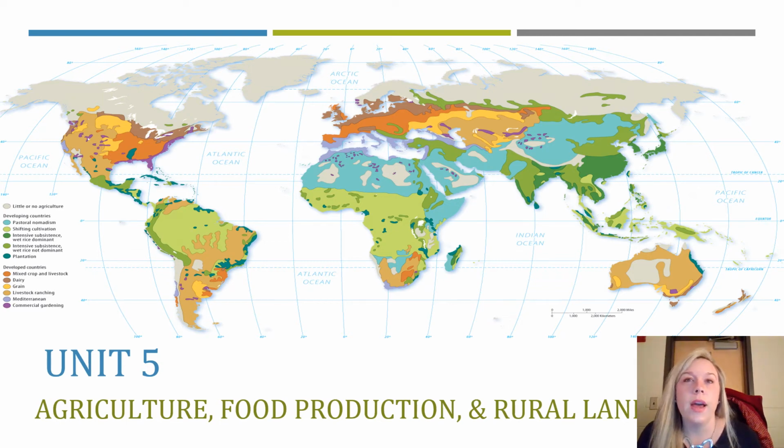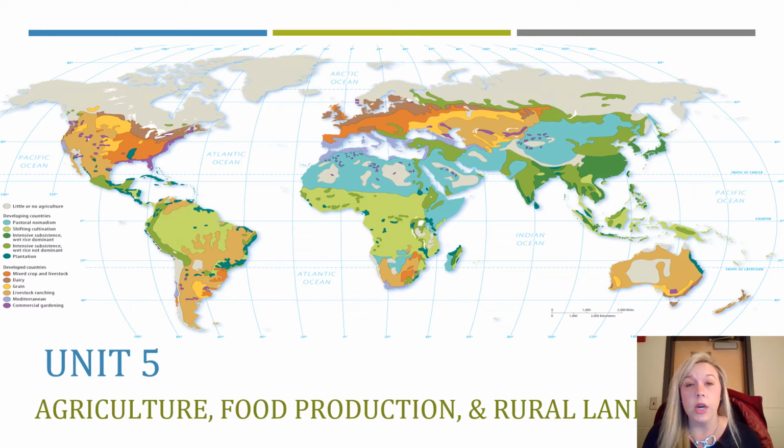Hey guys, welcome back to Unit 5, which again is on agriculture. So we already covered Chapter 12, which was mainly about the three different agricultural revolutions. Today we are going to cover Chapter 13, which is on the different agricultural regions. And basically there are 11 different agricultural regions that you are going to need to know.